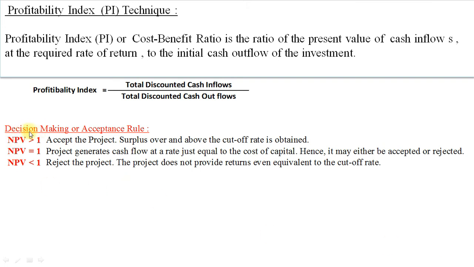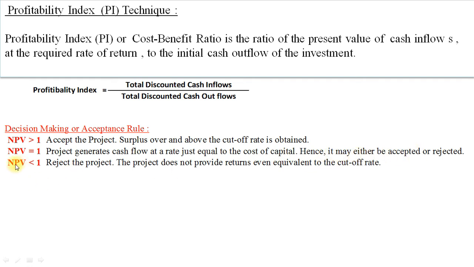Now, the decision making or acceptance rule for profitability index technique. If PI, here by mistake NPV is written, but actually it is PI, profitability index greater than 1, accept the project. It means surplus over and above the cutoff rate is obtained. Second, PI is equal to 1. It means the project generates cash flow at a rate just equal to the cost of capital. Hence, it may either be accepted or rejected.